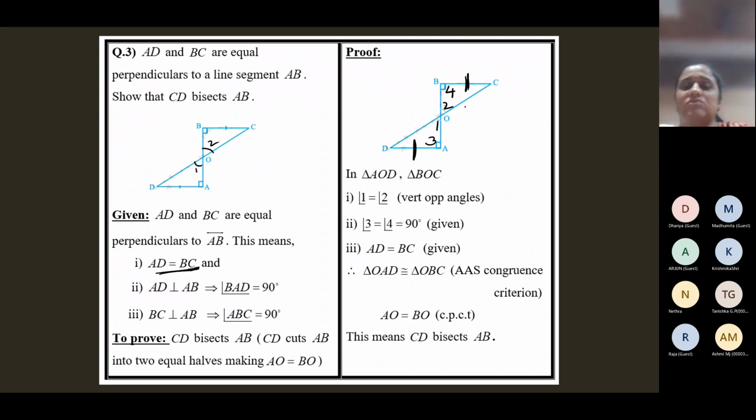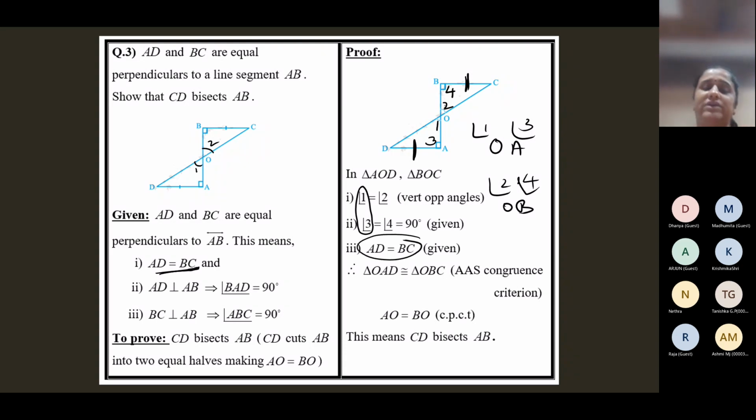So clearly, class, which is the side included between the angles 1 and 3? OA. Which is the side included between 2 and 4? BO, or OB. But have you mentioned OA is equal to OB here? No, something else we have written: AD is equal to BC. We have mentioned these two angles, but this is not the included side.